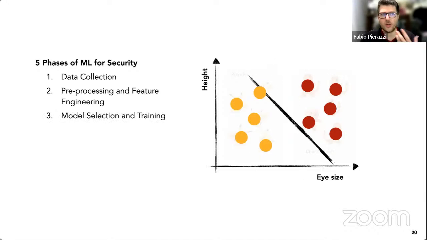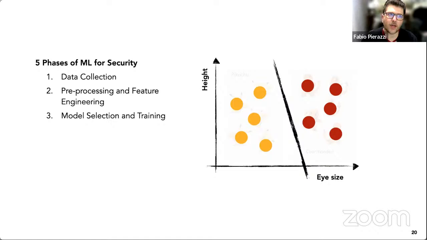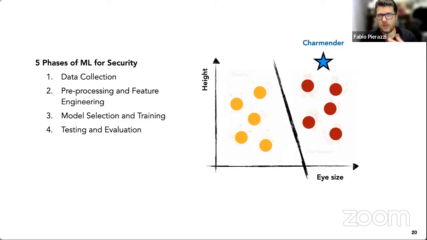What machine learning does is that you select a model and perform the training, and it will identify, according to some assumptions of the model, a separation boundary that distinguishes between benign and malicious applications. At test time, we have a new application appearing on the right, depending on the side of the decision boundary. In this case, it will be classified as a Charmander, so as a malicious app. Typically, the traditional machine learning tasks, to some extent, end here.